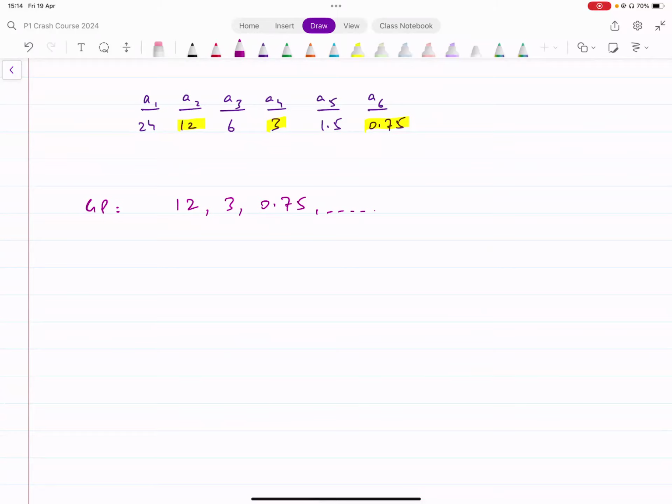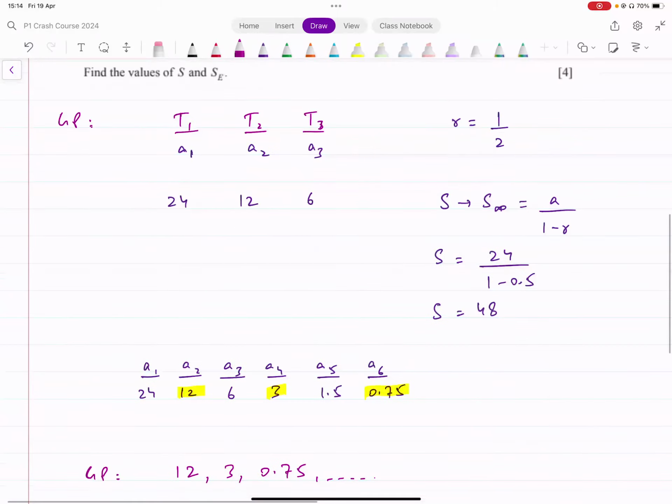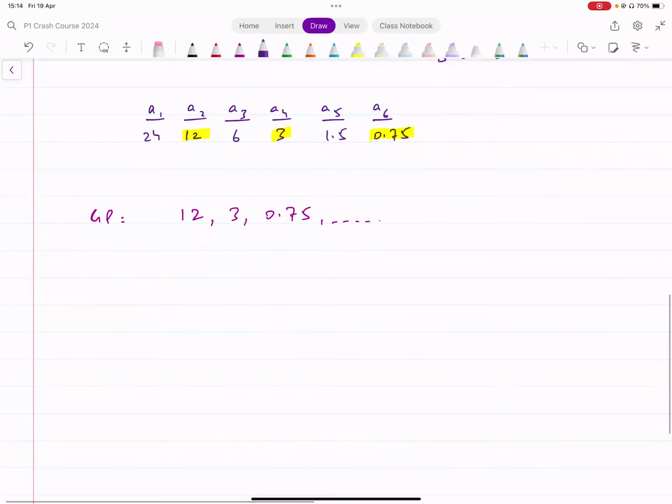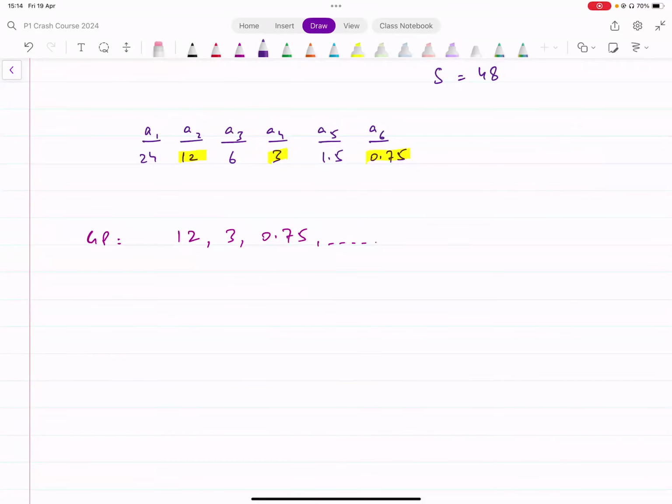Sir, how is 3 an even number? 3 is not an even number. They're saying even numbered terms. Even numbered terms means the terms appearing at an even position. That's what they're saying. So they have explained that here as well. They mean A2, A4, A6, the terms appearing at even positions, right? So basically, the second term, the fourth term, the sixth term, that's what they're talking about. Is that okay? Yeah, okay.